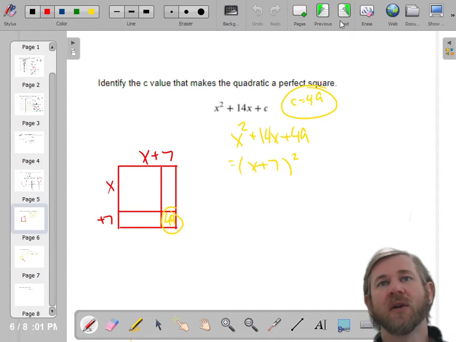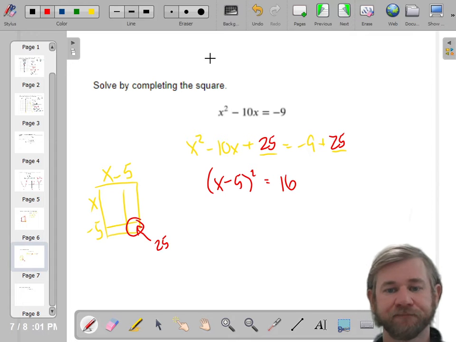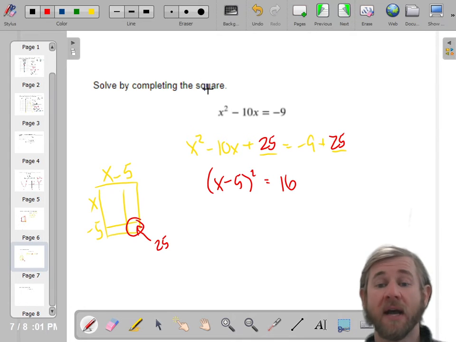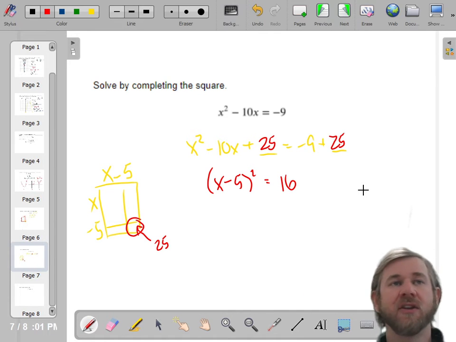It was x plus 7 squared. Well, here it's x minus 5 squared. So x minus 5 squared equals 25 minus 9 is 16. You might remember from your Khan Academy exercises, you had to convert it to this form, and then the next thing you had to do was actually solve it.